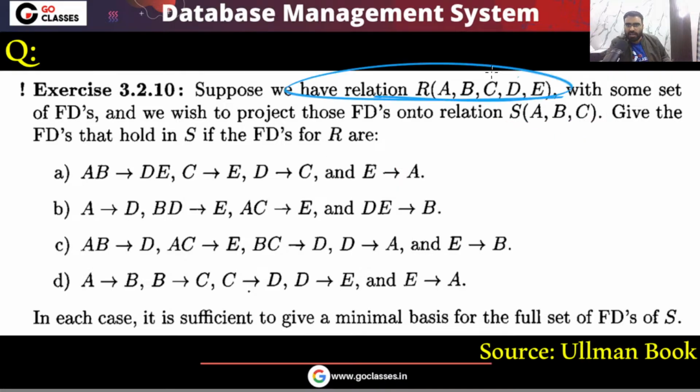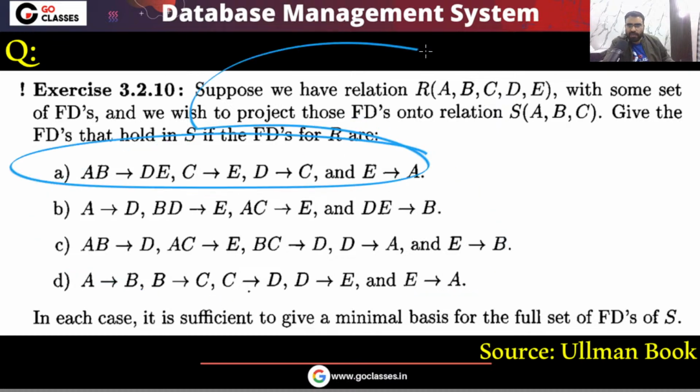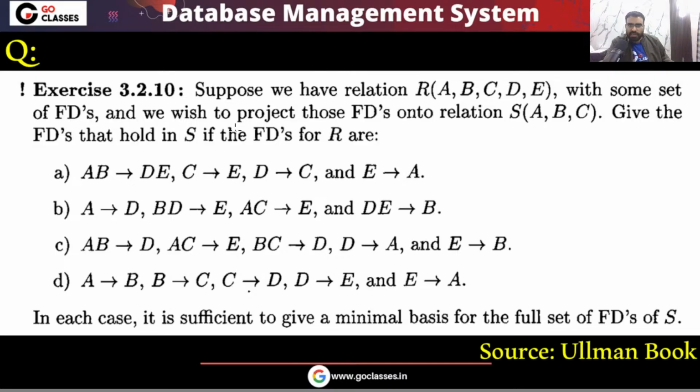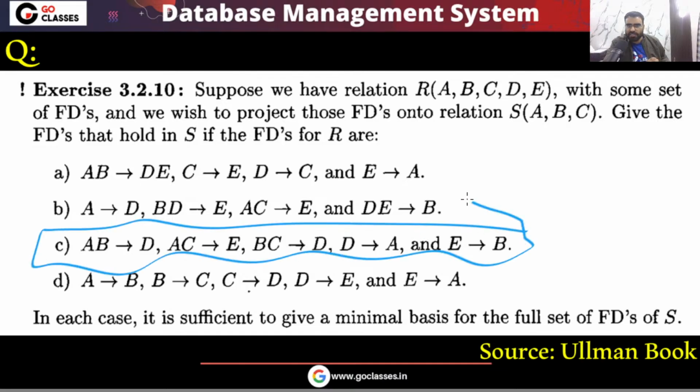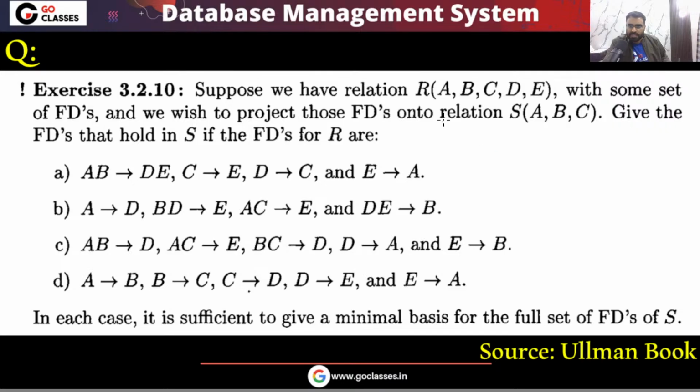Remember, we have a relation R. Now there are four questions. If you consider this is the set of functional dependencies that hold on the relation R, then which functional dependencies will hold on the subrelation S? This is what we need to find out. Similarly, if you assume that this is the set of functional dependencies given for the relation R, then which functional dependencies will hold for the relation S? Basically, for this subrelation S, we want to find which functional dependencies will hold among these attributes ABC. Okay, so let's solve it one by one.